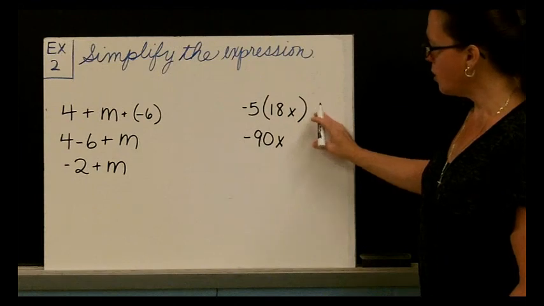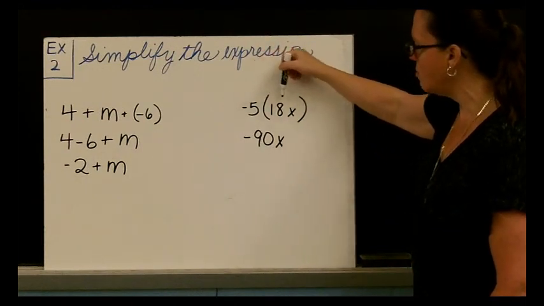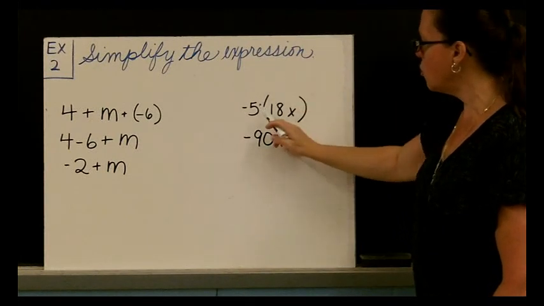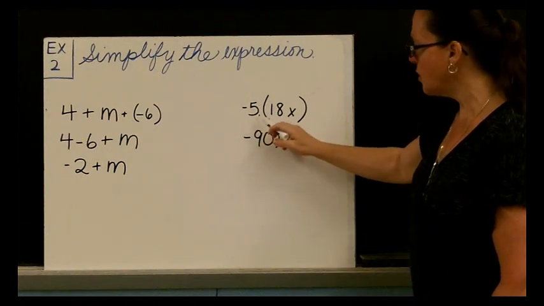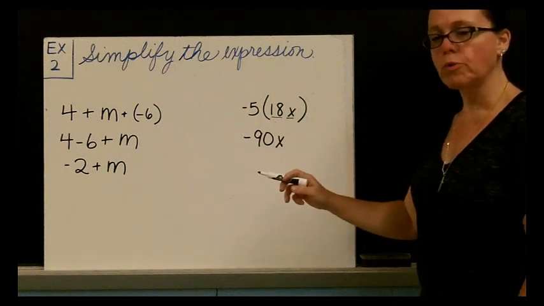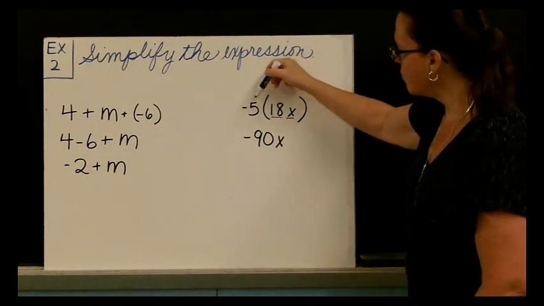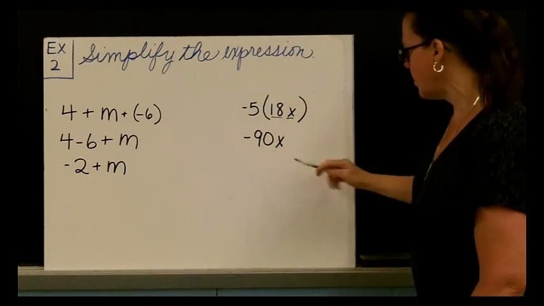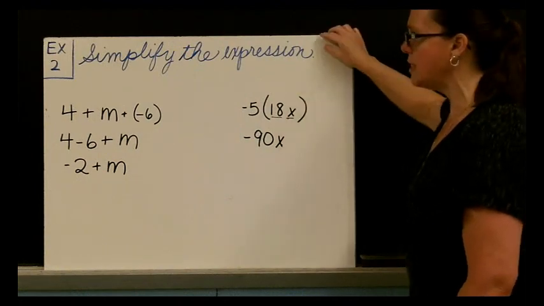Now, if we look over here, again, I worked out the math. We have a negative 5 times 18x. And just to remind you, when you are multiplying an integer times a coefficient and a variable, what we do is we multiply the two numbers. So we have a negative 5 times 18, which gives us negative 90, and the x just comes down. So this simplified is negative 90x.